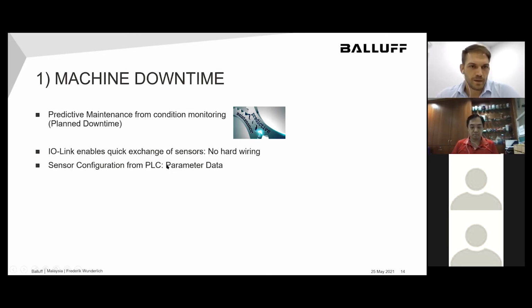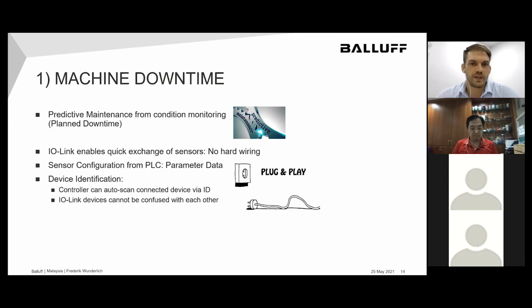Another advantage is you can store your parameter on your PLC, and once you connect the sensor, you can actually configure the sensor from your PLC. Means the parameter data will be sent to the sensor and straight away be functionable. And then I also mentioned before the device description means you can identify every device. Means you actually have the possibility of auto-scanning all the devices that are connected to our controller, and it will give you a nice list of all IO-Link devices connected to your current system.